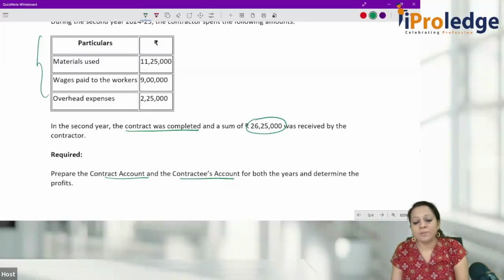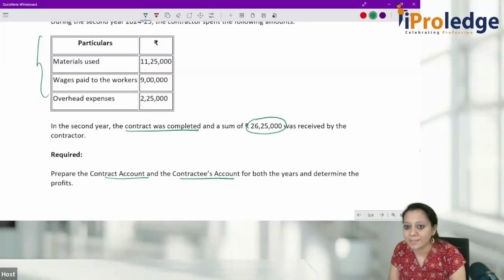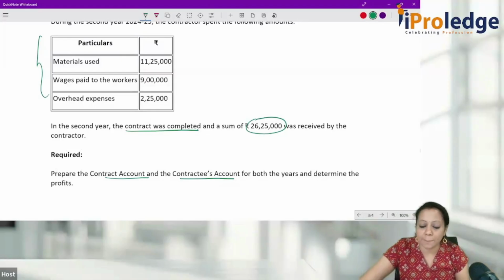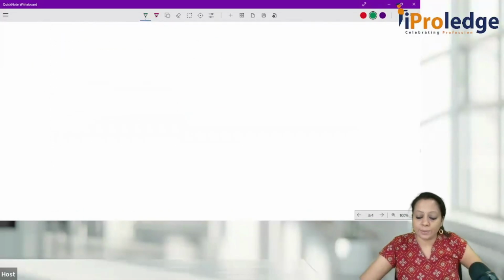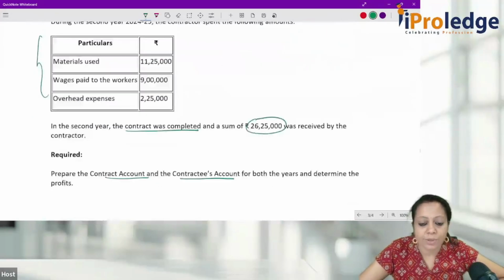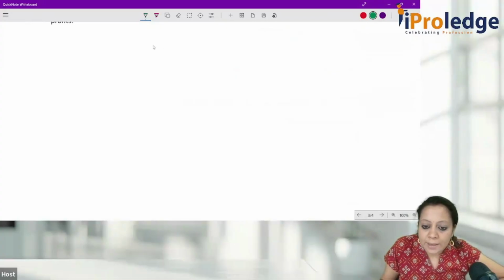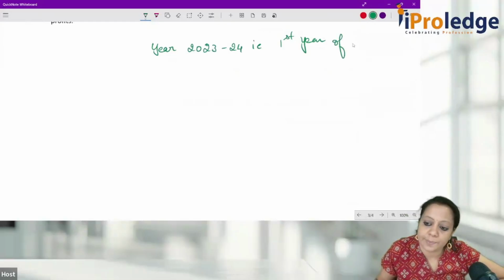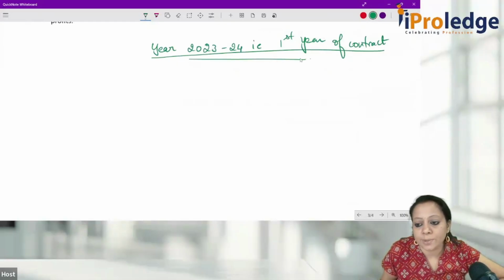So it is a good possibility that out of 7 marks, the contract account for both the years put together can be around 5.5 to 6 marks, and either 1.5 or 1 mark for the contractee account. Very simple. Let us start. So the first year is 2023 to 24. So here it is going to be financial year only. So the year 2023 to 24, that is the first year of the contract. In that case, how are we supposed to do?